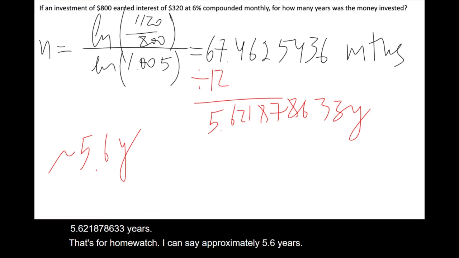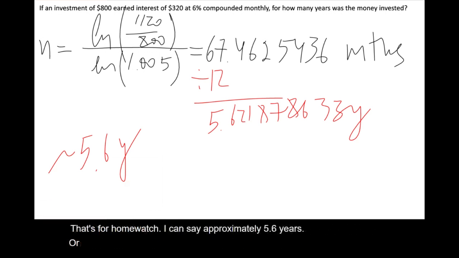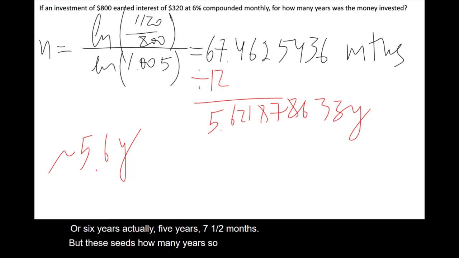Or 6 years, actually 5 years, 7.5 months. Right? But they say how many years. So that's how. Questions?